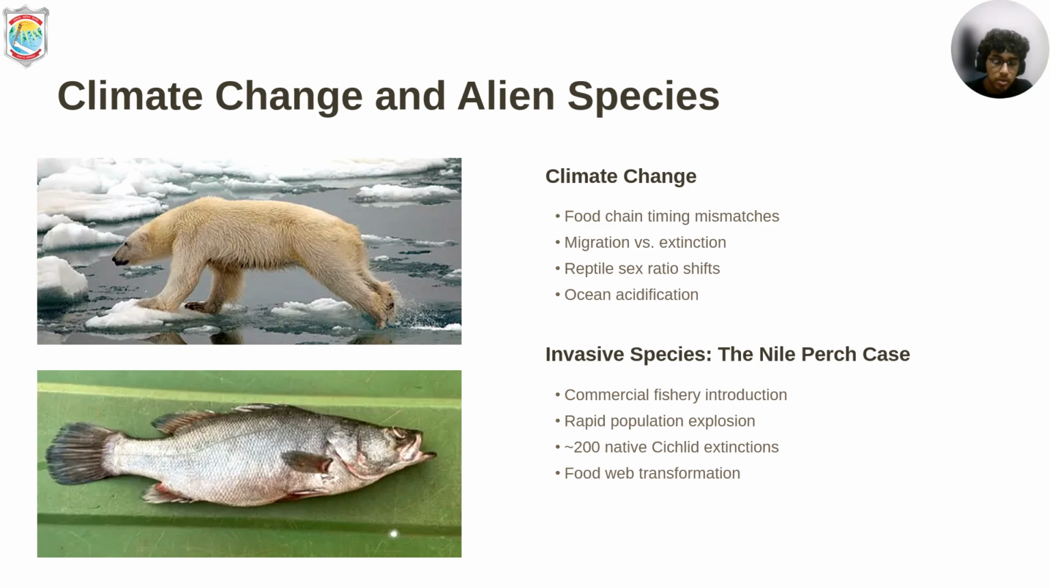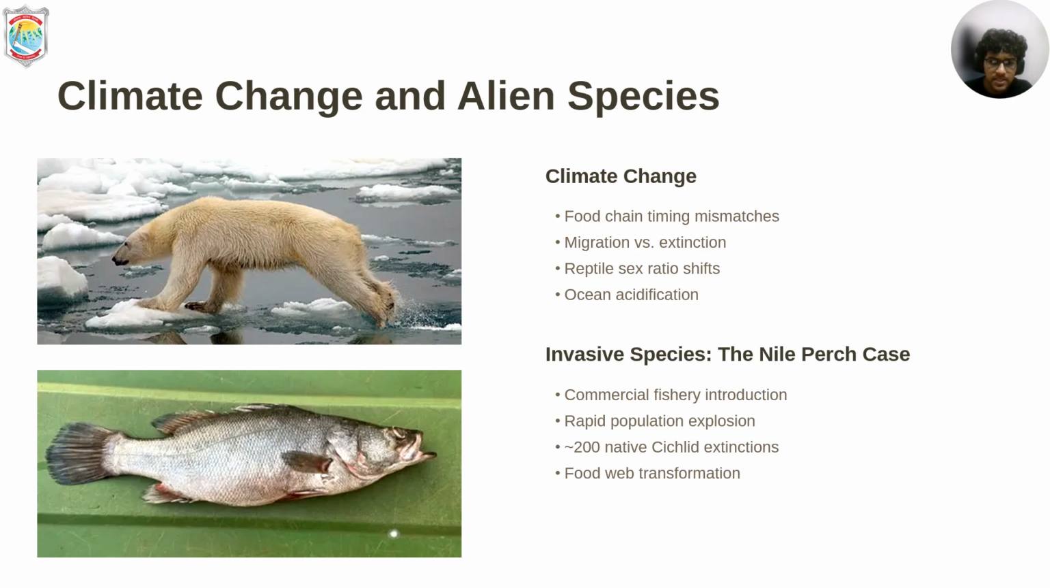Now we must talk about another important factor which contributes to biodiversity loss, that is climate change and alien species invasion. Climate change introduces severe disruptions such as food chain timing mismatches, forcing species into a dire choice between migration and extinction. It shifts reptile sex ratios and causes ocean acidification, which are a few major examples that I've just mentioned. Additionally, invasive species pose a massive threat.